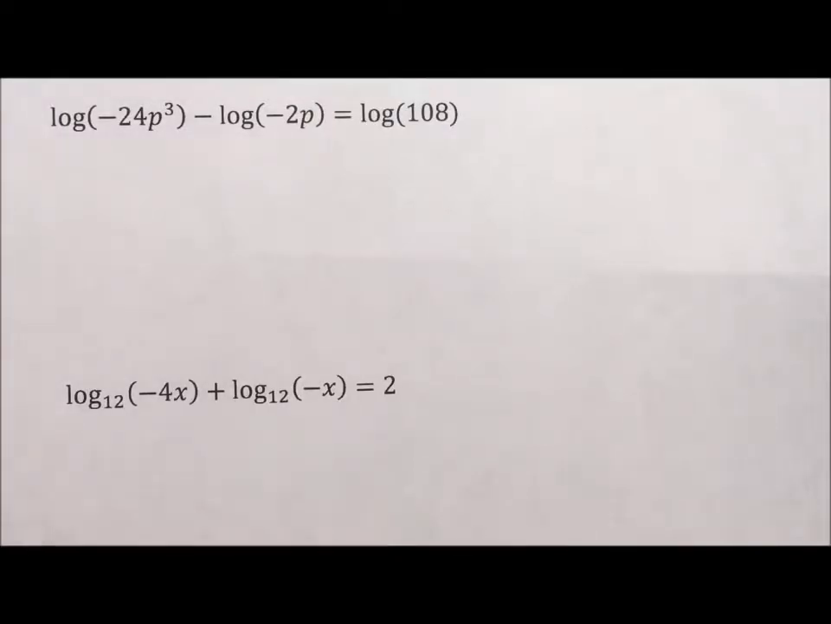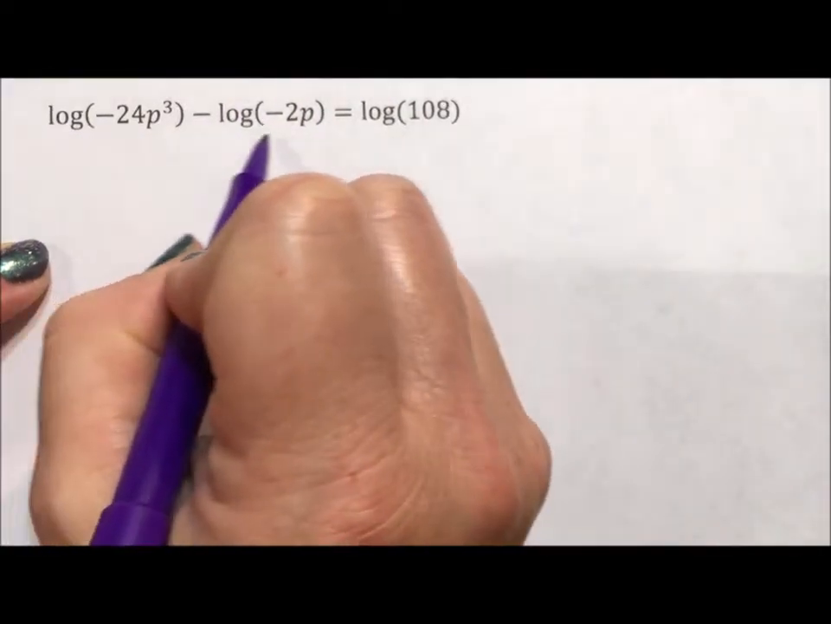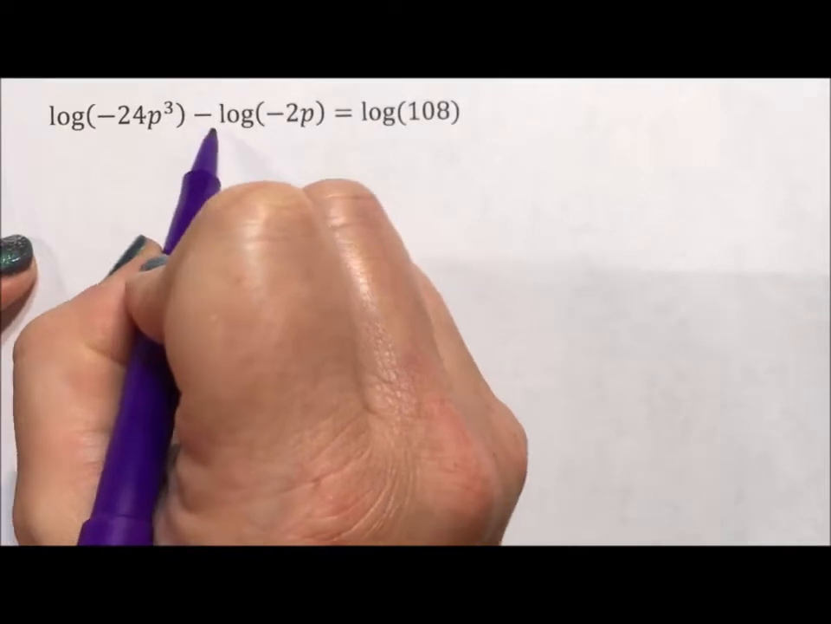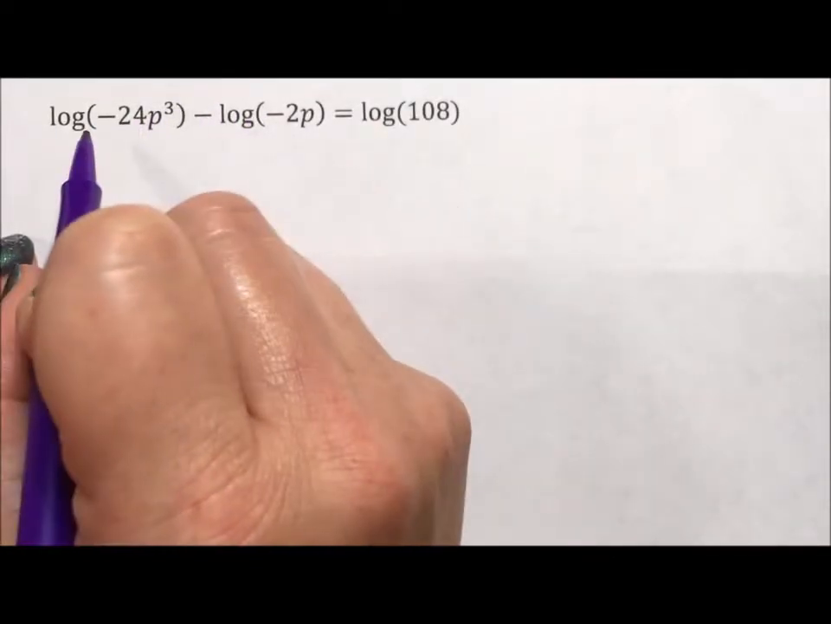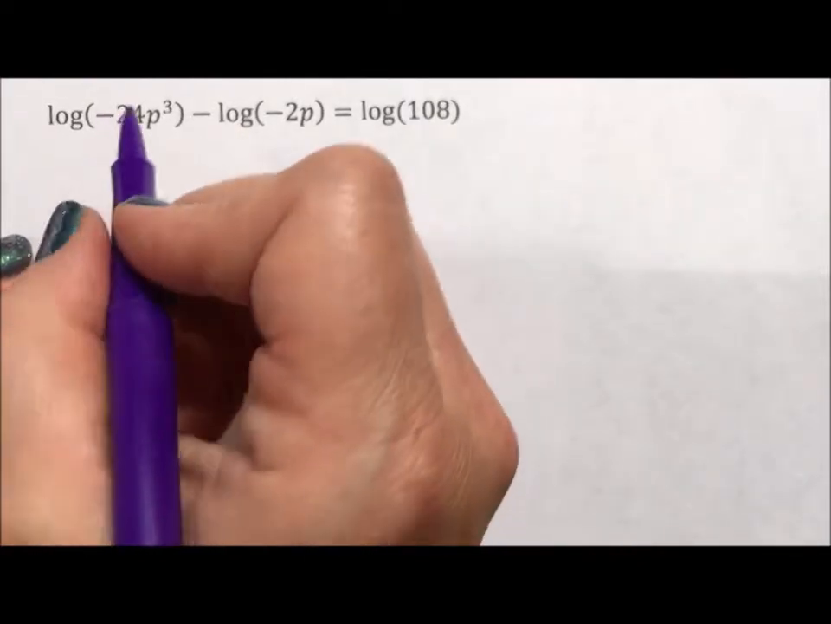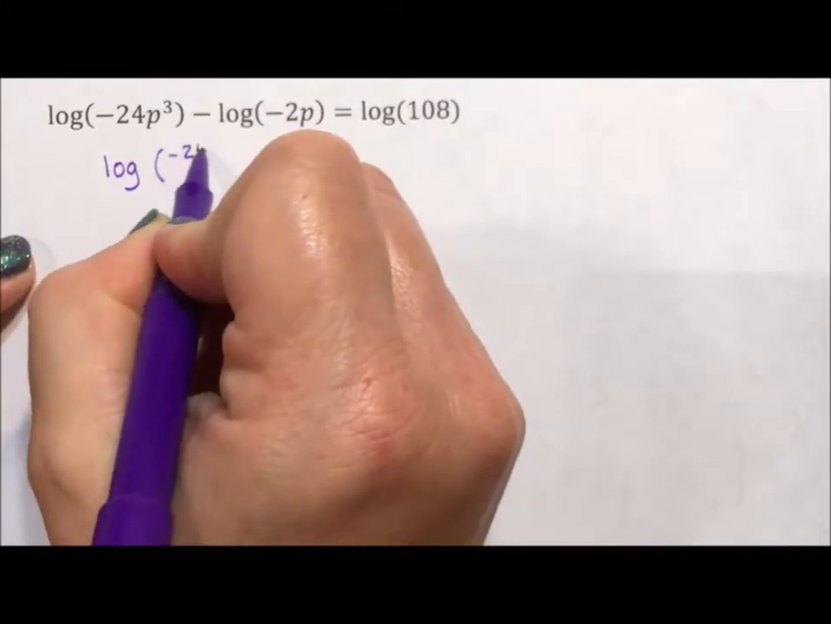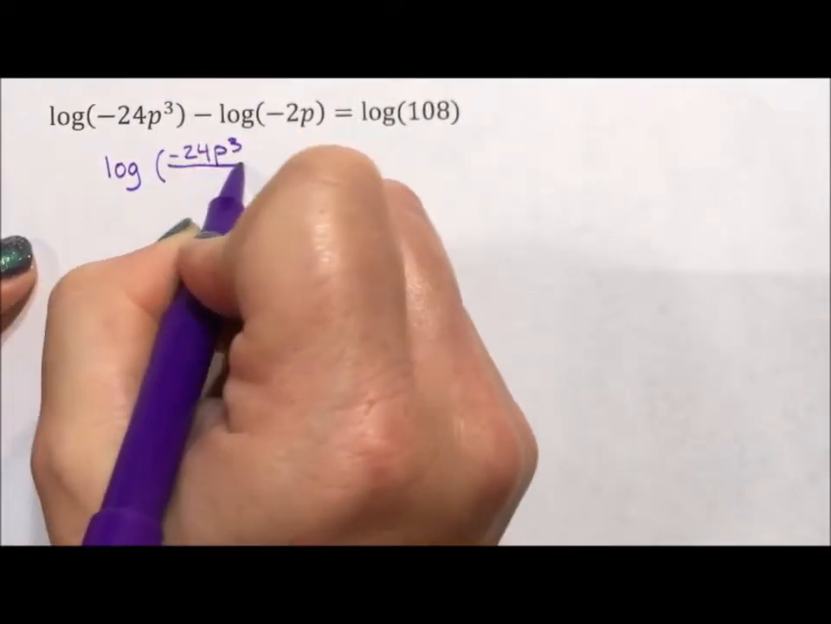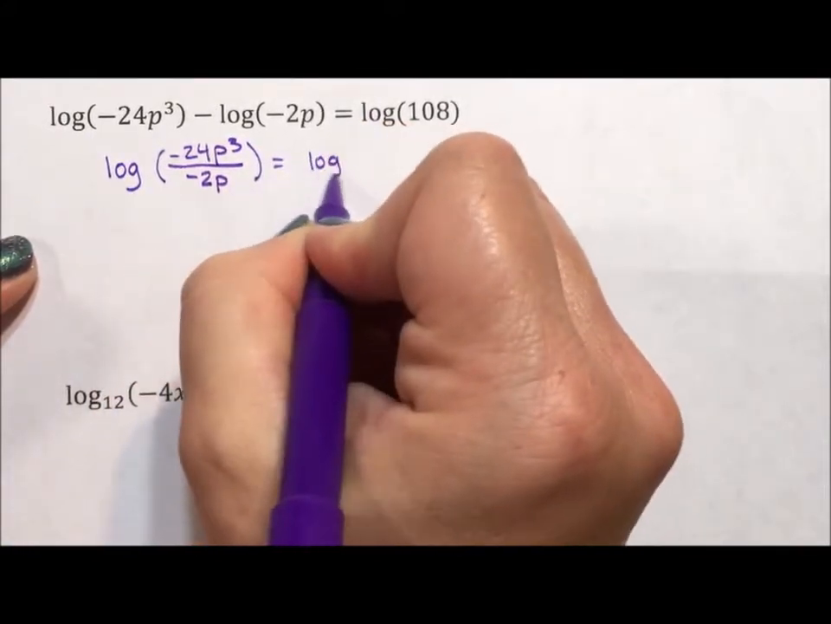Today I'm doing a series of videos on logarithmic equations and solving them. These two examples also incorporate some of the rules of logs. Namely, to condense this under one log with subtraction, that means the arguments need to be divided. Before I can do any other tricks of solving, I need just a single log on this side. So I get log of negative 24p cubed divided by negative 2p equals log of 108.